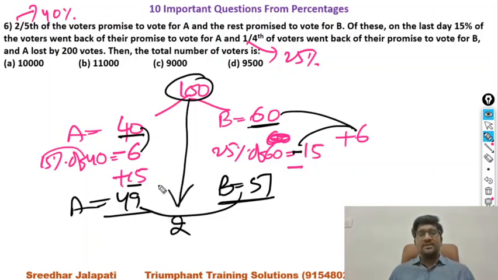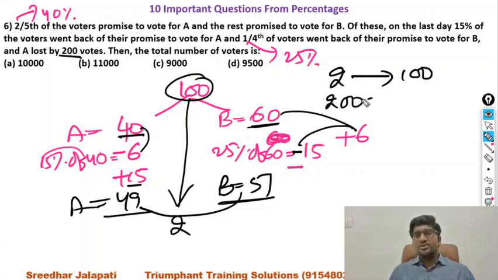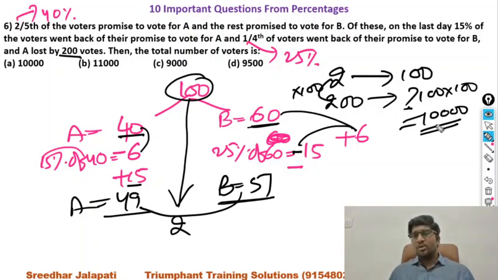But in the question it is given that A lost by 200 votes. So if 2 votes because of 100, then 200 votes should be because of how much? As this is 100 times, so this becomes 100 into 100, answer is 10,000. So the total votes polled is 10,000.